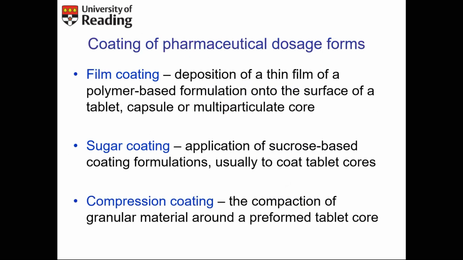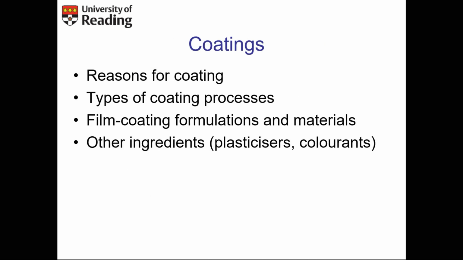Coating of pharmaceutical dosage forms, well, there will be 3 types of coating. It will be film coating, which is typically polymer based, or sugar coating, or compression coating, 3 types. And you need to be able to discuss the reasons for coating, types of coating processes, film coating formulations and materials, and some other ingredients such as plasticizers and colorants.